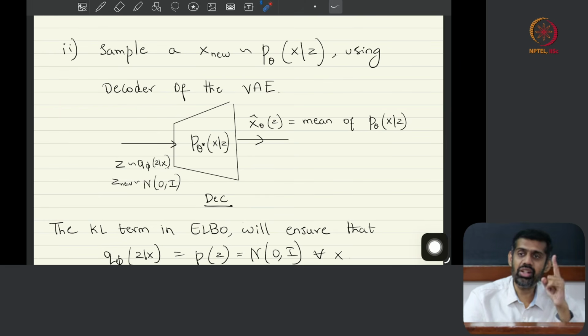Or if your decoder is giving you the samples of p theta of x given z, then the output of your decoder itself is the sample that you display as the generated sample, that is it, depending upon how you model it. Or in some cases, even if it's a probabilistic case, you can take the mean itself as the image that you want to use as the generated image, that is also fine.